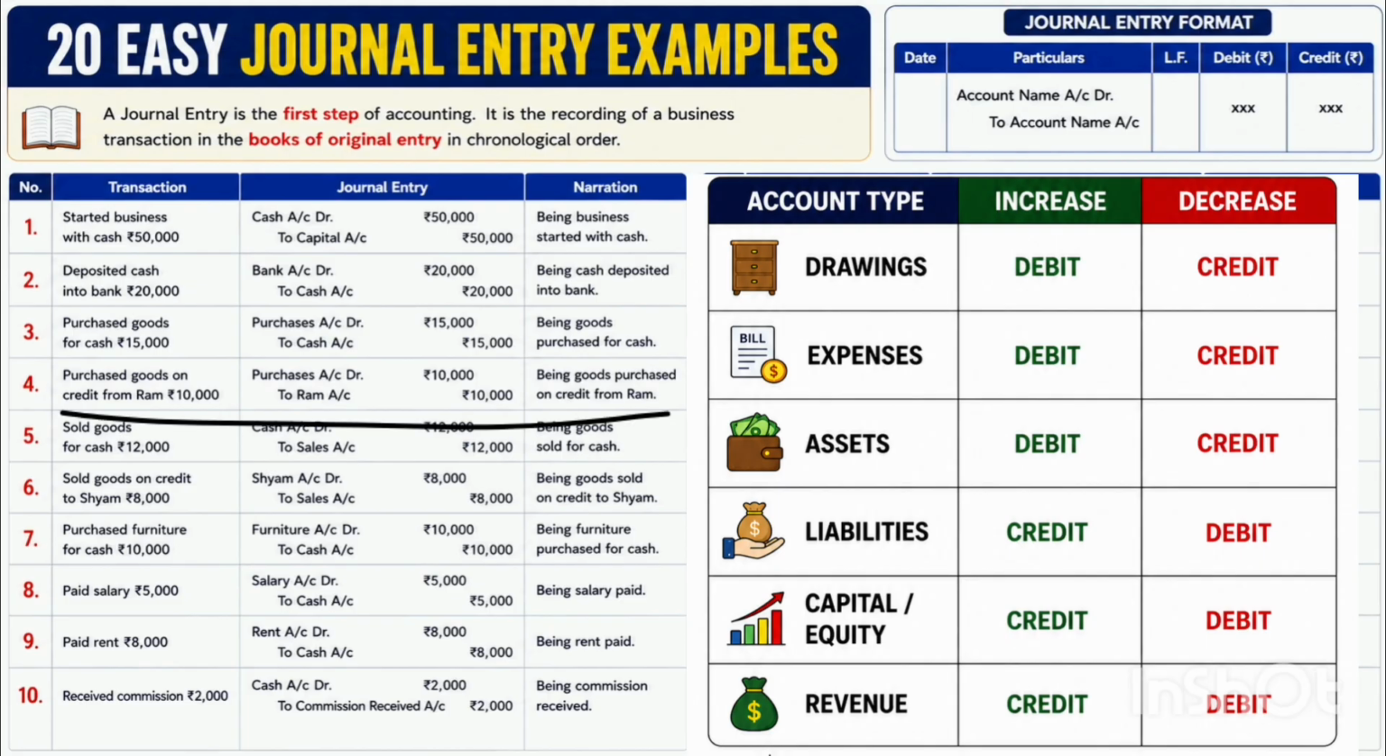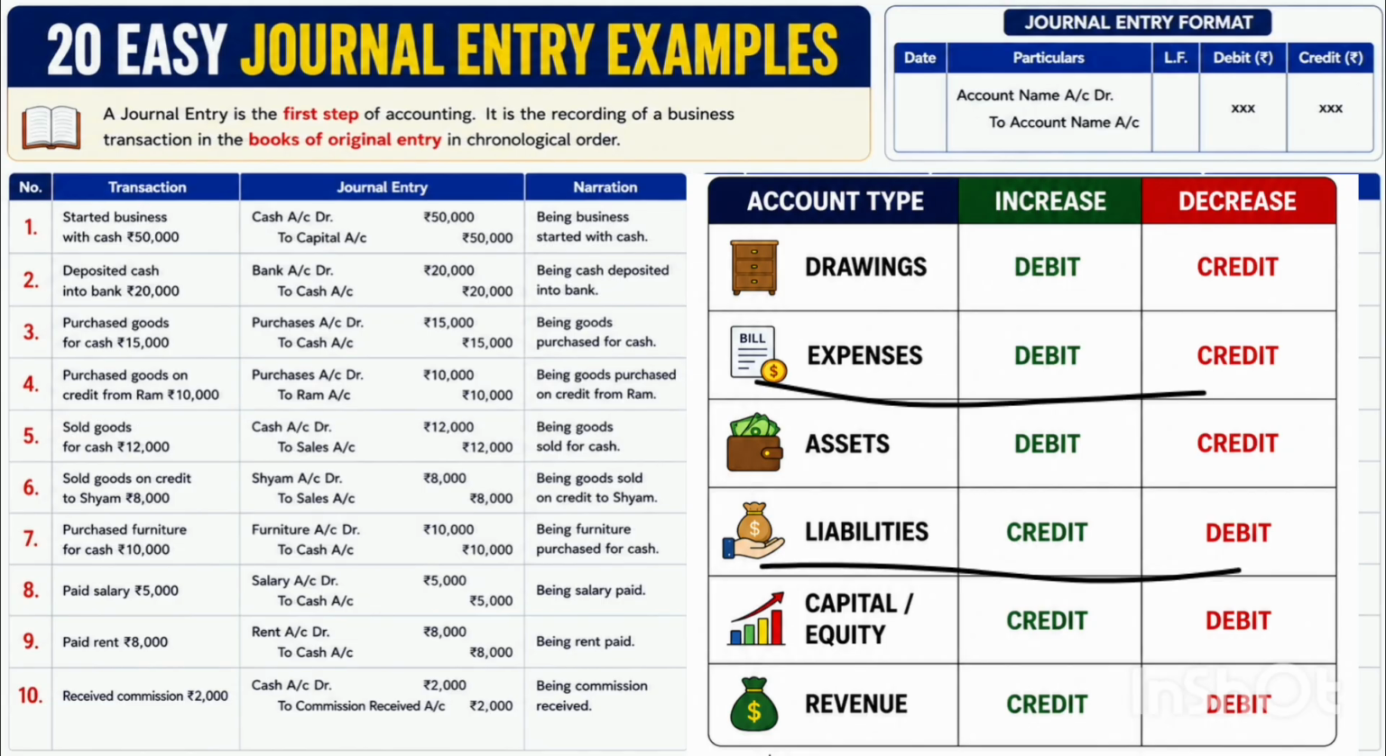Next one, purchase goods on credit from Ram of rupees 10,000. Here we have made the transaction on a credit basis. We have not paid the cash to the other person. So whenever we do a credit transaction, we have to record the name of the person to whom we have to pay the money. So here we have to pay the money to Ram. Whenever you see purchase of goods, we take the purchase account for that.